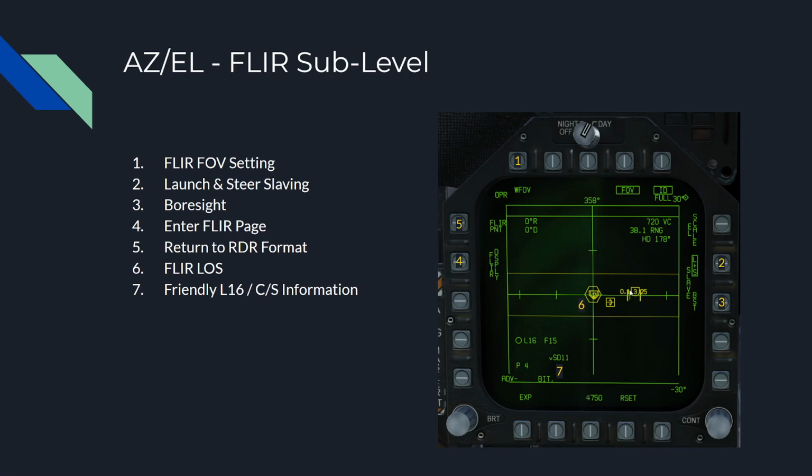And when you've got friendlies' information available, you'll also get their call sign information. So this is going to be Springfield 11. It's an F-15 friendly on Link 16. This typically doesn't come up for hostile contacts, but this can help you identify friendlies in a pinch.